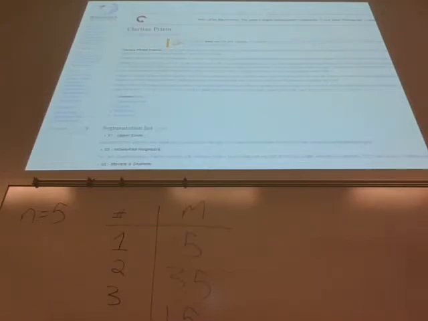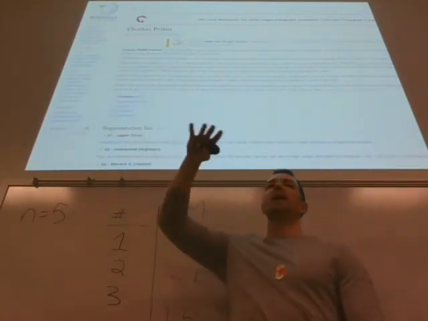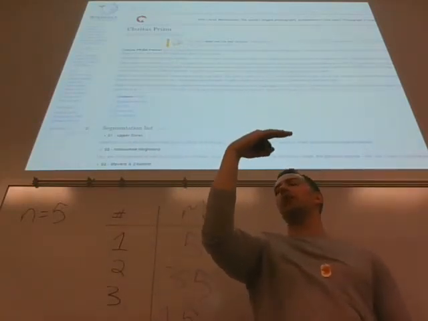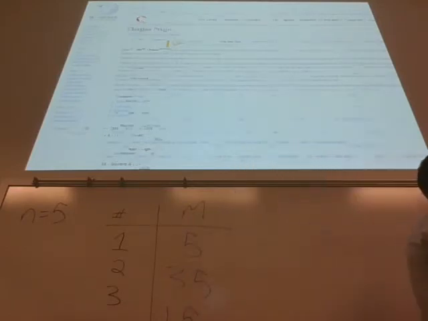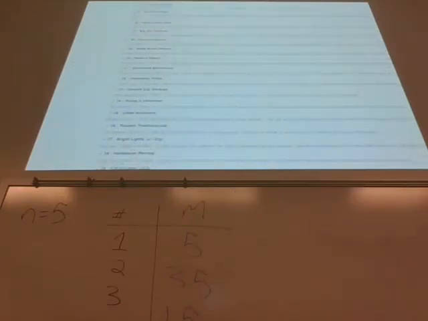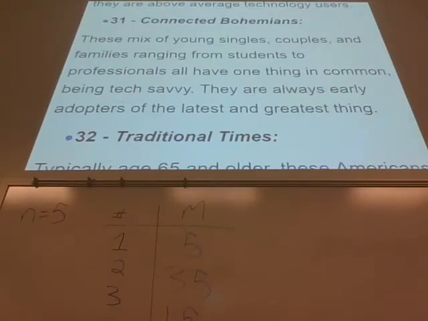This is a geodemographic segmentation in the United States that advertisers and marketers often use to split people up into different demographics. And she specifically wanted to study the connected Bohemians. She wanted to study this mix of young singles, couples, and families, ranging from students to professionals, all having one thing in common, being tech savvy. They are always early adopters of the latest and greatest things.